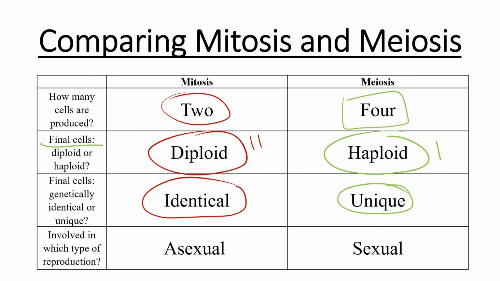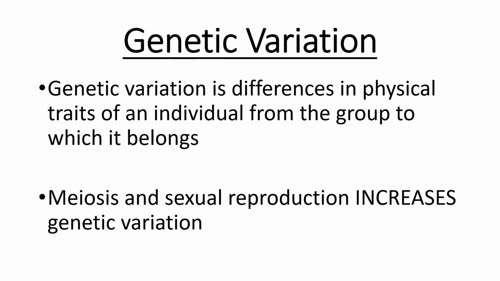Mitosis is only involved in asexual reproduction. So bacteria, single-celled organisms that are making exact copies. If there's sexual reproduction, we have meiosis, because this is what's making our sperm and egg. So that's the process of meiosis.